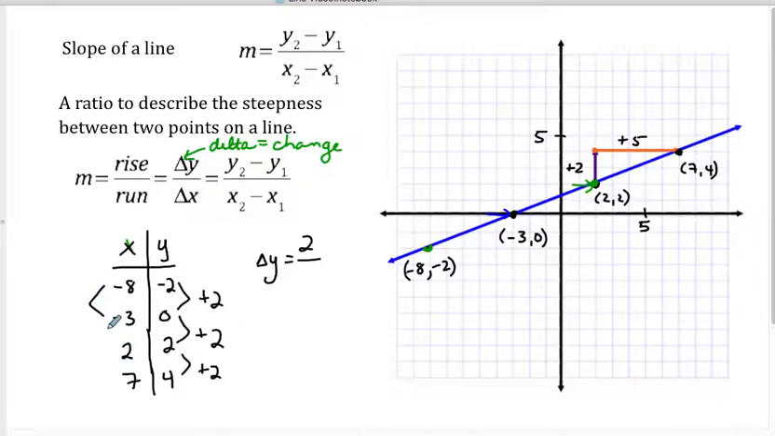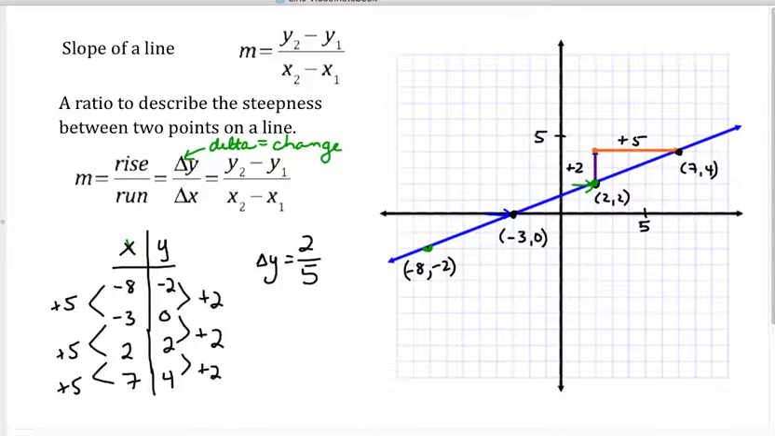And I could look here and I could see that my x values are changing as well. From -8 to -3, that went up 5. From -3 to 2, it went up 5. From 2 to 7, it goes up 5. So that rate of change is 2 over 5. Again, the same slope that we saw from the picture, that it went up 2 for every 5 that it went over.